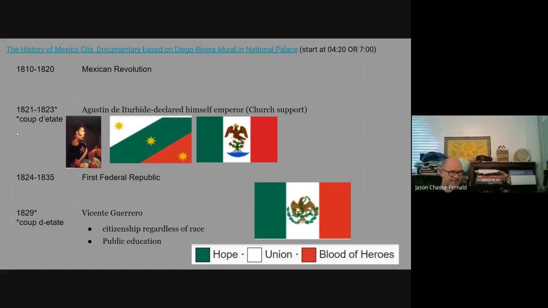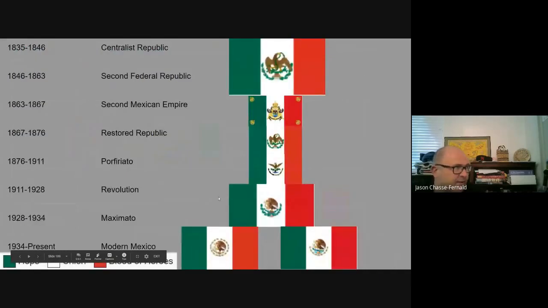And of course, there's another coup d'état, which will result in Guerrero. So, in that little film, they kind of jump a little bit. They jump all the way from Augustine all the way to Guerrero in 29. So it's in 29 in that coup d'état that we see the extension of citizenship regardless of race, and the establishment of public education in Mexico.